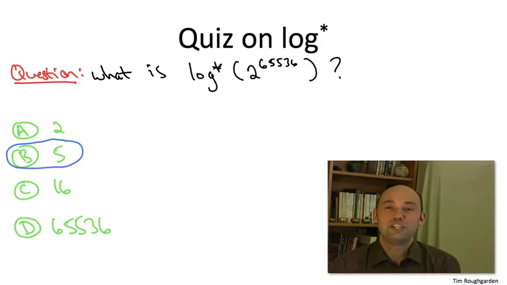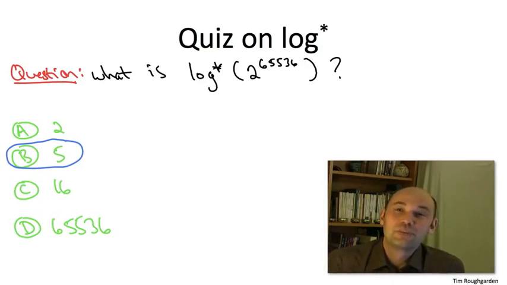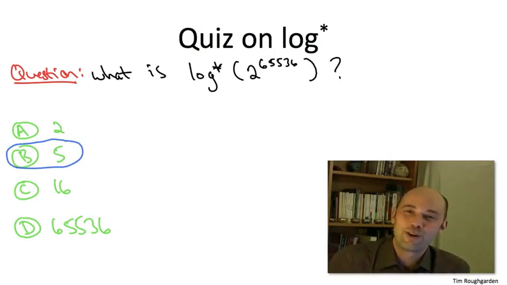So the correct answer is B. It is 5. And you should probably spend a couple seconds just reflecting on how absurd this is, right? So you take this ridiculous number, 2 to the 65,000. Remember, the number of atoms in the known universe is estimated to be way smaller than this. It's just 10 to the 80. So you take this ridiculous number, you apply the log star function, you get back 5. Why do you get back 5?